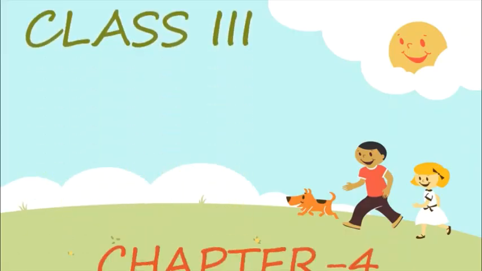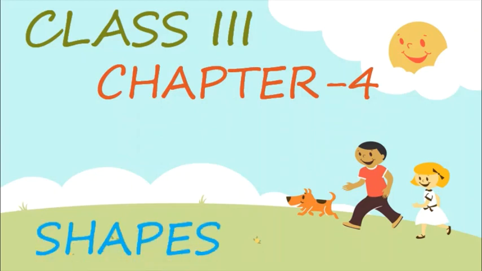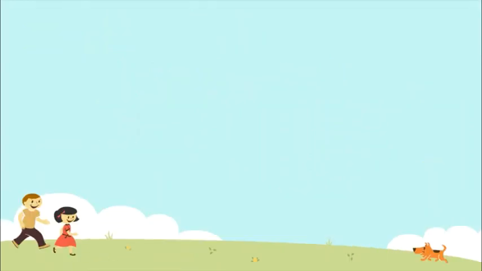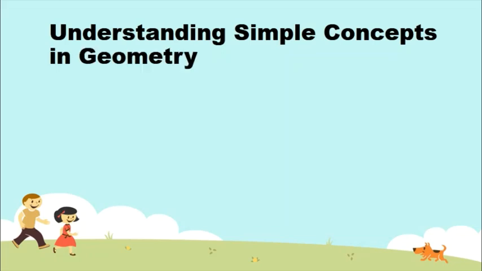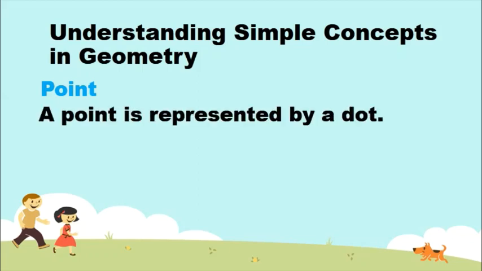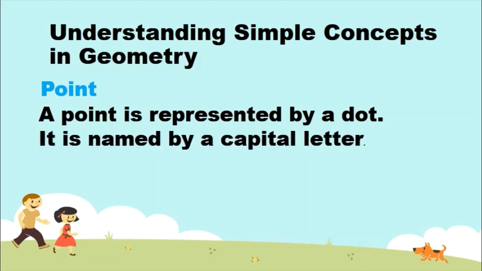Children, let us discuss chapter 4, shapes. Understanding simple concepts in geometry. Geometry begins with a point. A point can be made by the tip of your pencil. That is nothing but the point. A point is represented by a dot. It is named by a capital letter. Children, you can use any of the alphabet, but you have to write a capital letter.